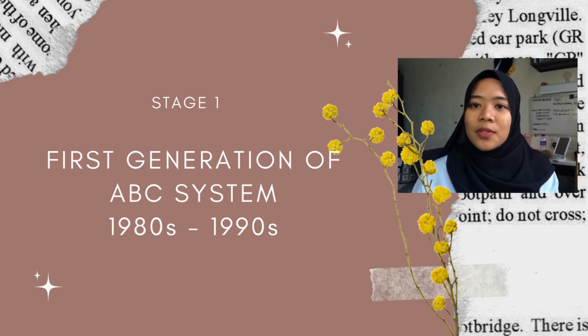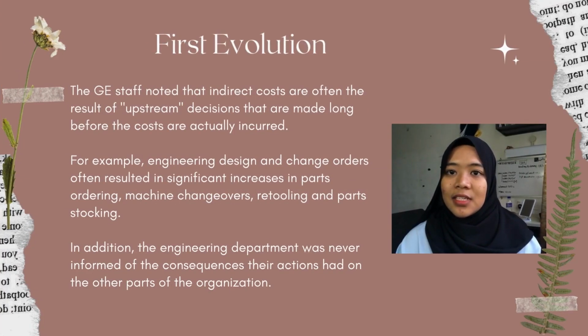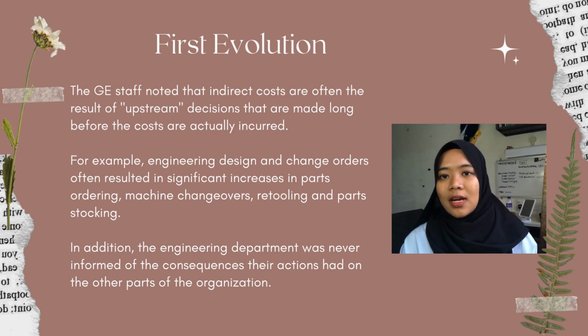I'm going to present the first phase of activity-based costing, ABC, history and evaluation. In the early 1960s, General Electric, GE, finance and accounting people attempted to improve the usefulness of accounting information in controlling ever-increasing indirect costs. The GE staff noted that indirect costs are often the result of upstream decisions that are made long before the costs are actually incurred.